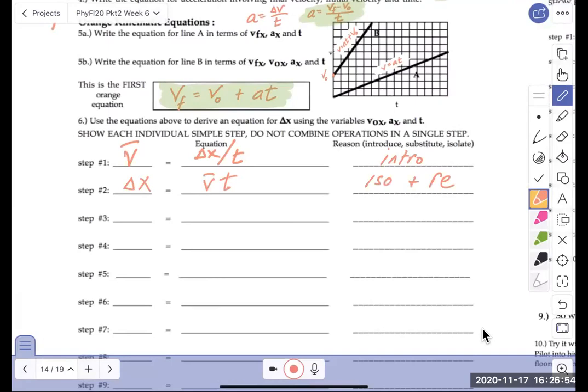Now, RE is a catch-all explanation. It just means I'm doing some kind of algebra to it, all right? When I first started doing this, I would make them go through all the details. That's not really important.